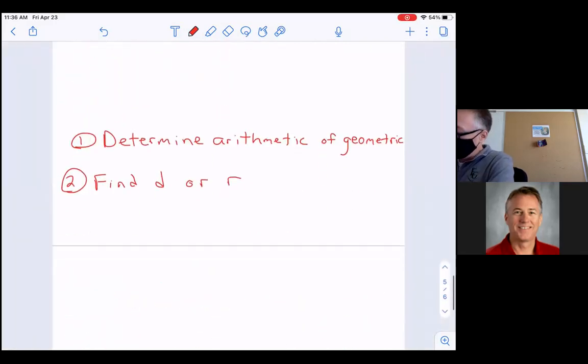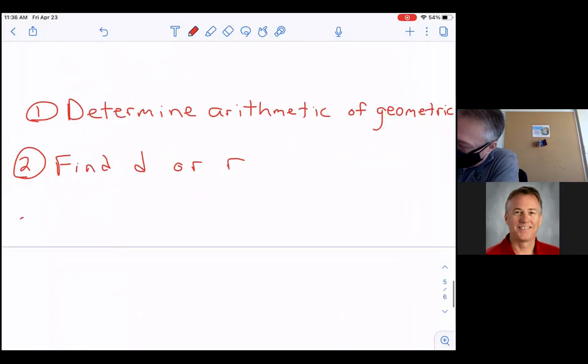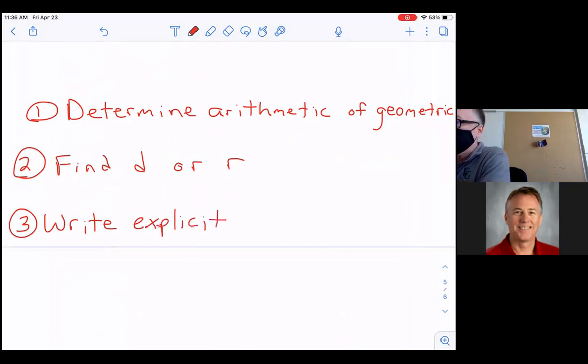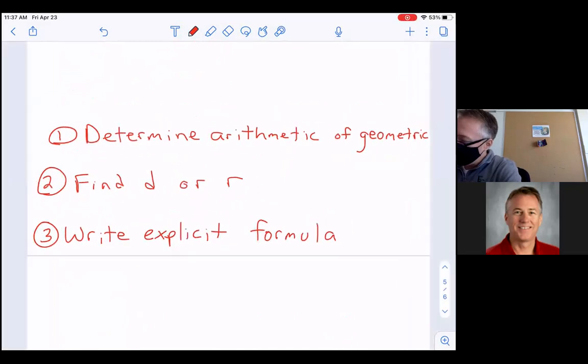After we find whether D or R, the third thing we want to do is write the explicit equation, or the explicit formula. I think they refer to it that way in Delta. That just means write the equation that we were doing.